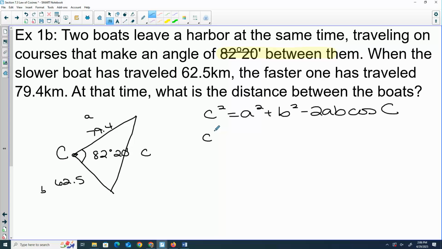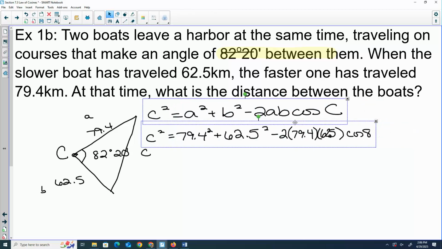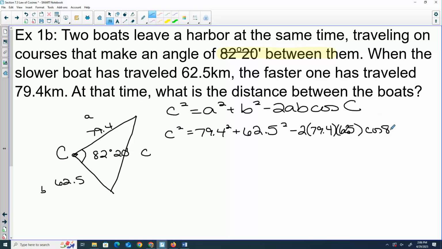So if we plug in c squared equals 79.4 squared plus 62.5 squared minus 2 times 79.4 times 62.5 cosine 82 degrees 20 minutes. And if you want, you can go ahead and just do the square root of that whole thing when you plug it in.